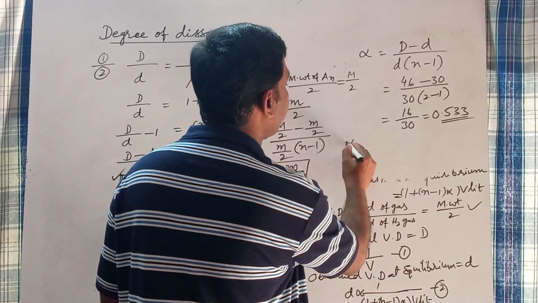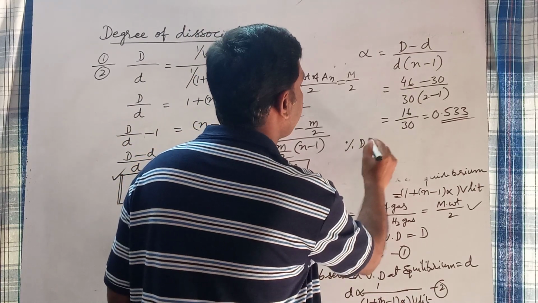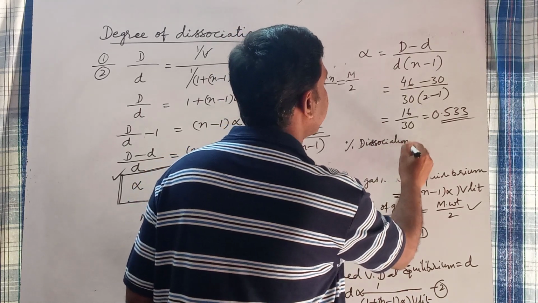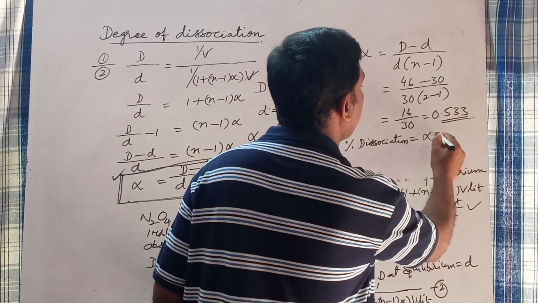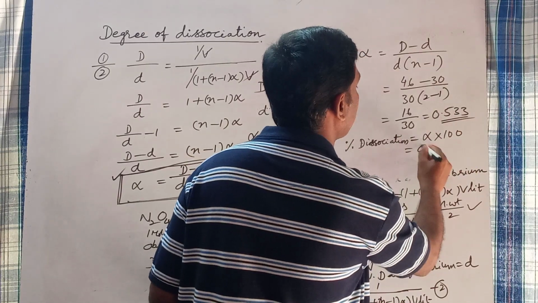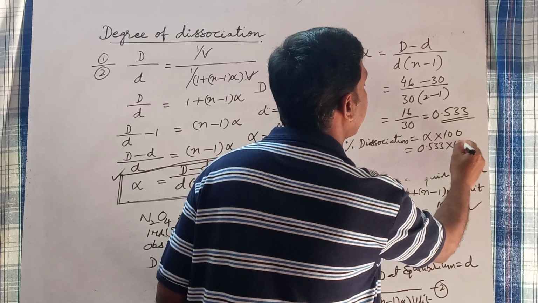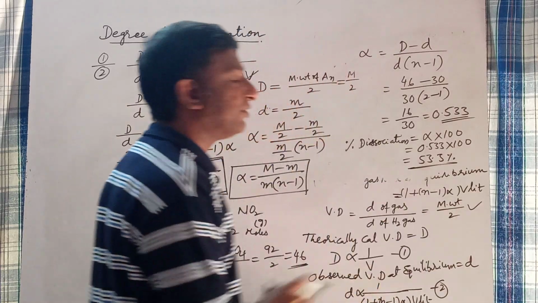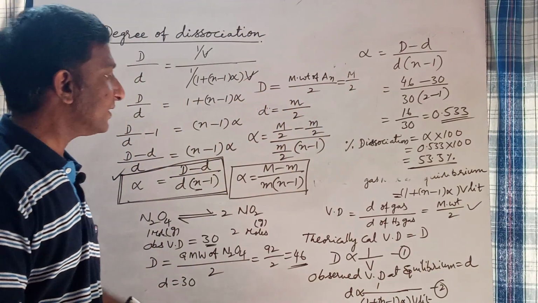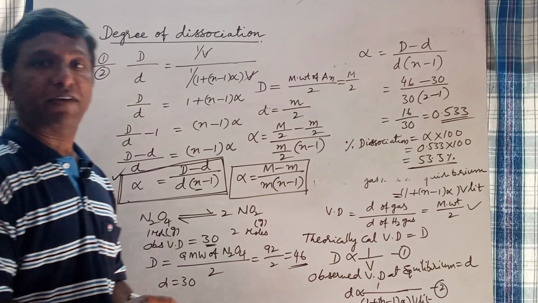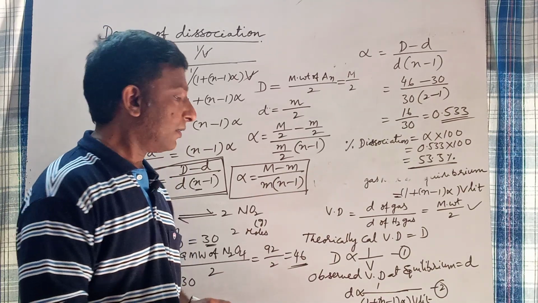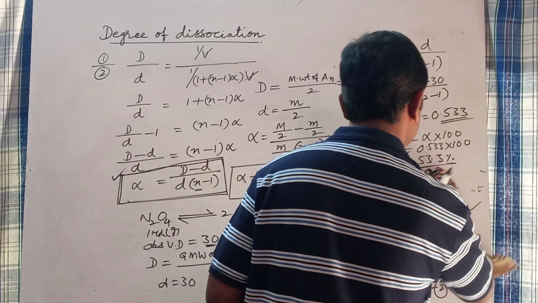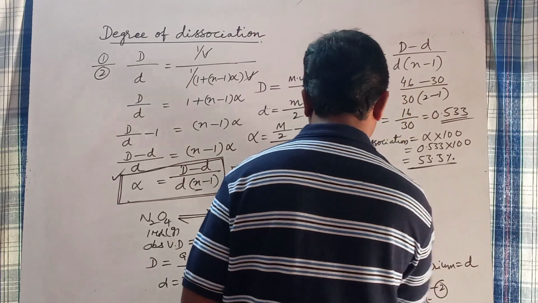And the percentage of dissociation is obtained by multiplying the alpha value with 100, that is 0.533 into 100, that equals 53.3%. This is the percentage of dissociation at equilibrium state that is obtained from the vapor density values. Okay. Now, you can see another way of calculating the problems.